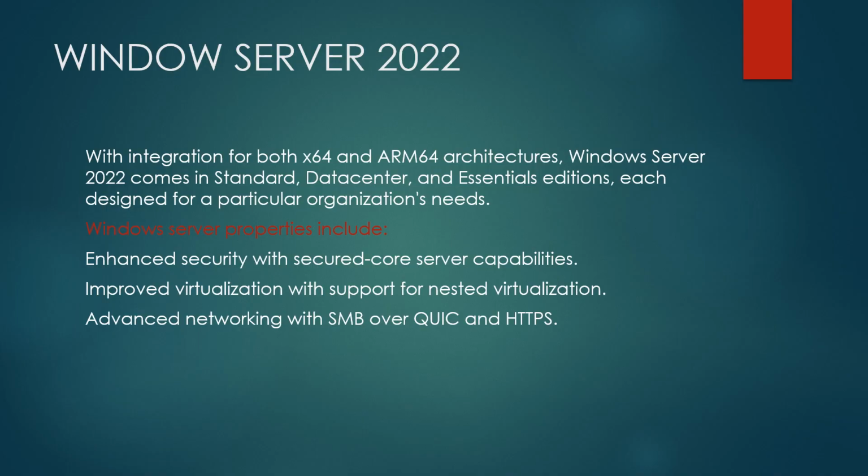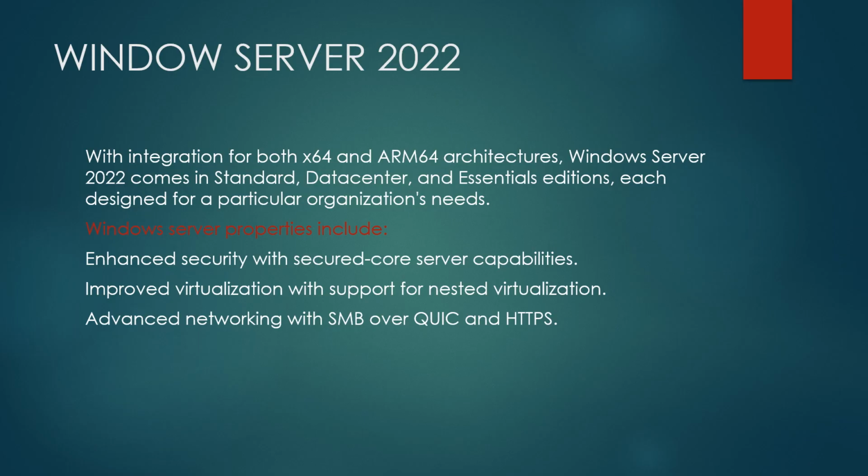So Windows Server 2022 supports both x64 and ARM64 architecture. Windows Server 2022 comes in Standard, Datacenter, and Essentials editions, each designed for a particular organization's needs.